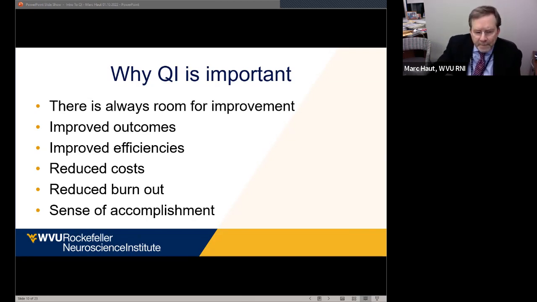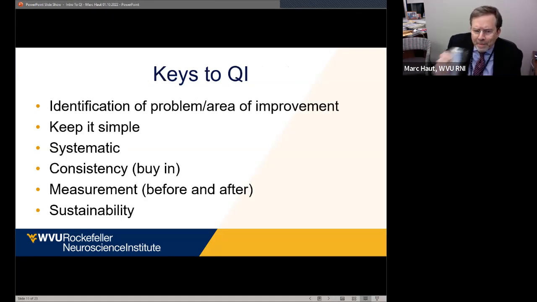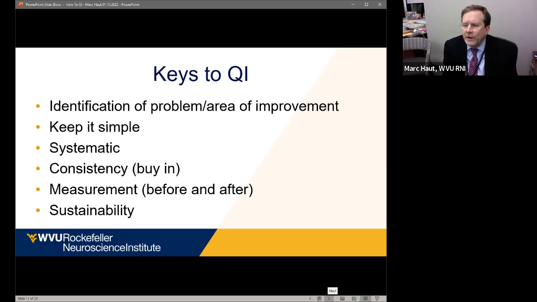Next slide. All right. So these are the things that we came up with ourselves that we think are key to doing QI. That's not exactly right. Not that we came up with ourselves, but after studying this, being trained, working on this, these are some key things that we think are important.